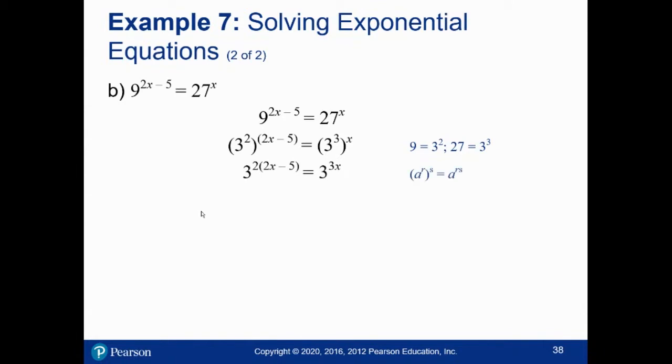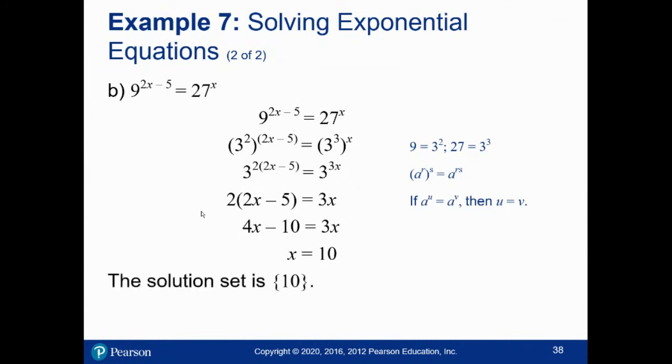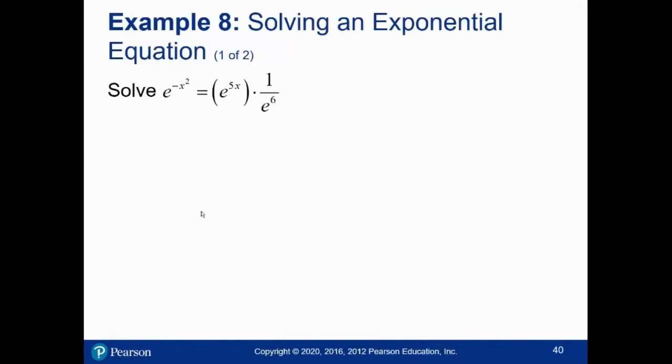which changes to 3 to the 2 times 2x minus 5. Similarly, the right was 3 cubed to the x. That's 3 to the 3 times x, which means the exponents are the same because now the base is the same. Now I can distribute and solve for x. So there's your solution, x equals 10. Okay, in the next video, we'll come back and we'll do similar things, but with a base of e.